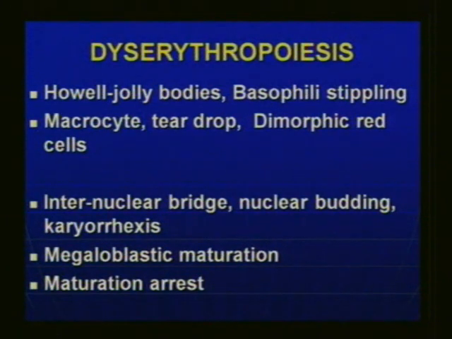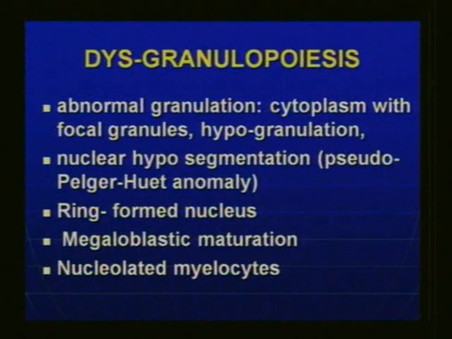When talking of megaloblastic maturation, it need not be that all cells show it. It may be asynchronous. Some of the cells will show megaloblastic maturation, while others may show normoblastic maturation. So that's the mixed pattern you may find in dyserythropoiesis.